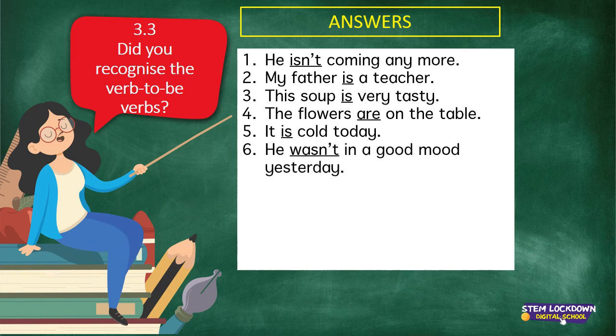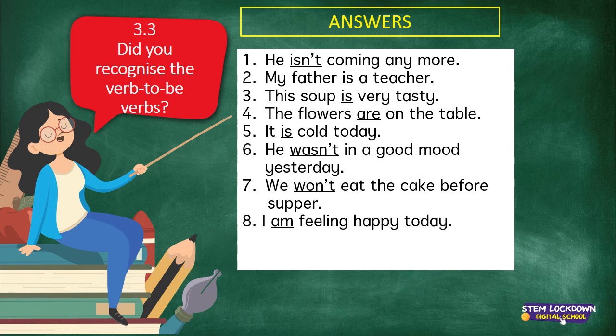Is. Number 6, he wasn't in a good mood yesterday. Wasn't. Negative form of the verb to be. Number 7, we won't eat the cake before supper. Won't. Negative form of the verb to be. Number 8, I am feeling happy today. Am. Number 9, they aren't listening to me. Aren't. The negative form of the verb to be.